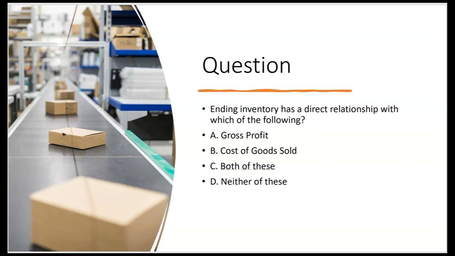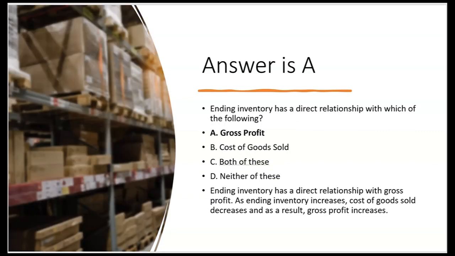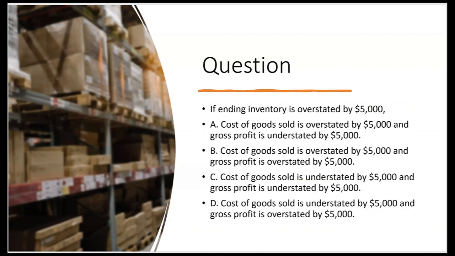How about B? Ending inventory, does it have a direct relationship with cost of goods sold? No. Ending inventory has a direct relationship with gross profit, an inverse relationship with cost of goods sold. All right, first we walked, then we walked a little faster. Now we're going to run.